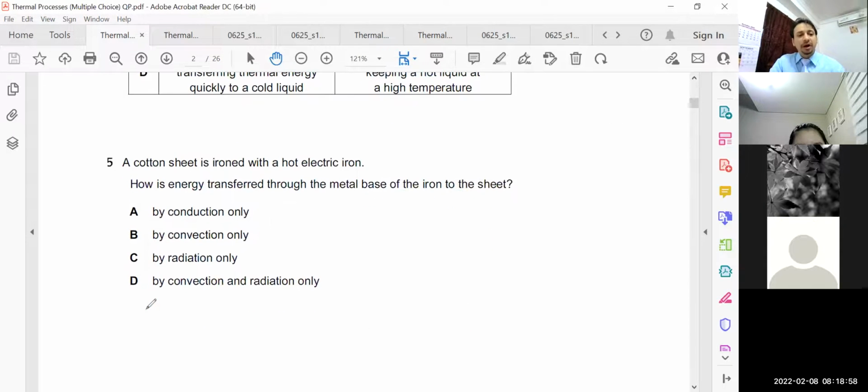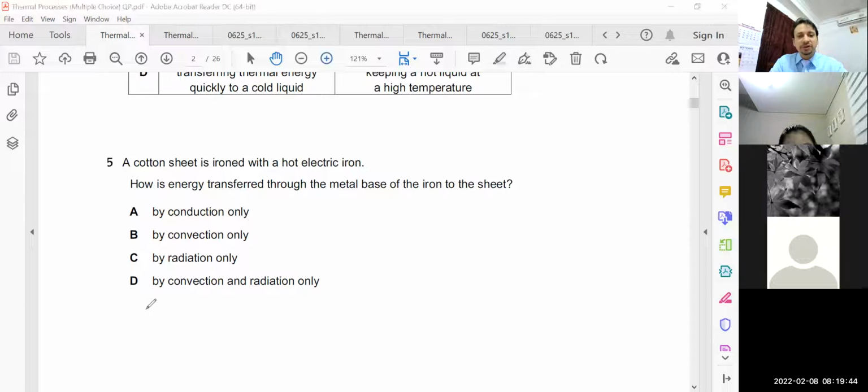Next question. A cotton sheet is ironed with a hot electric iron. How is energy transferred through the metal base of the iron to the sheet? Okay, read carefully all the options and statements. Through the metal base of the iron to the sheet, they are in contact: by conduction, by convection, by radiation, or by convection and radiation. Which process is taking place? In a metal base, conduction process, both are conductors.